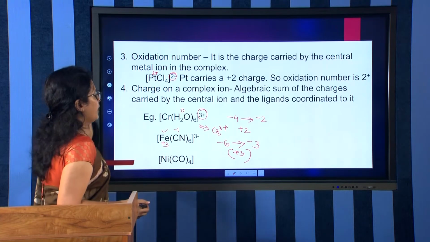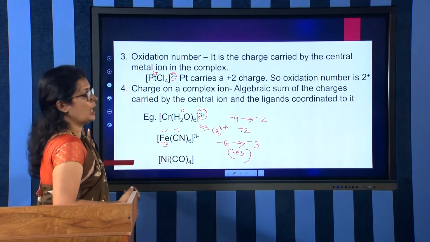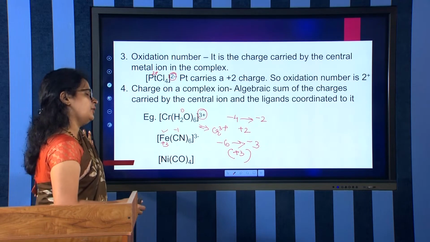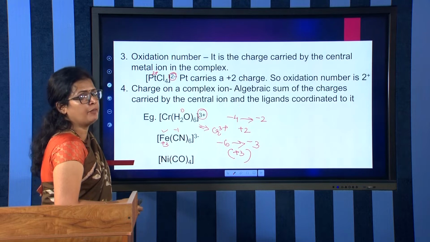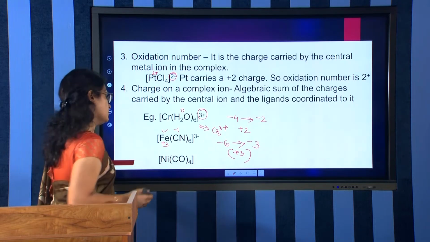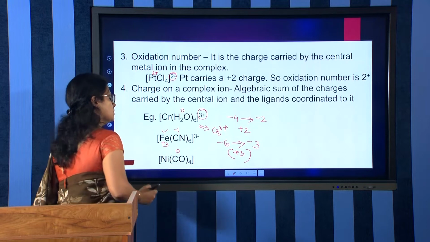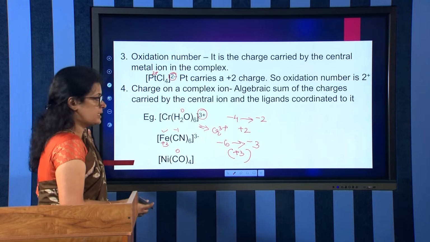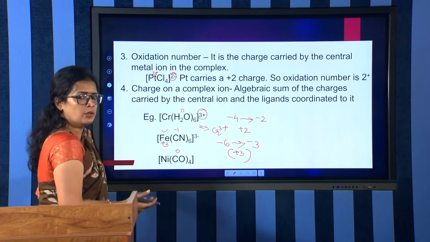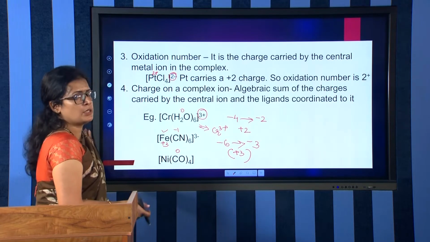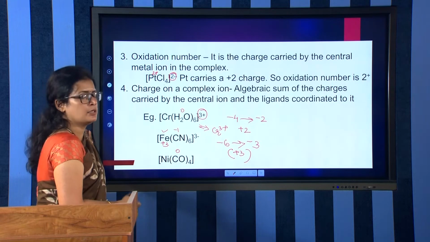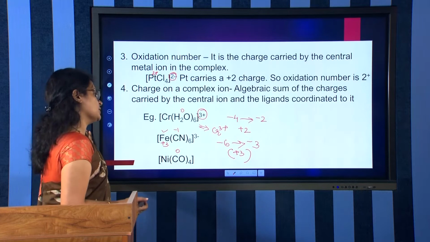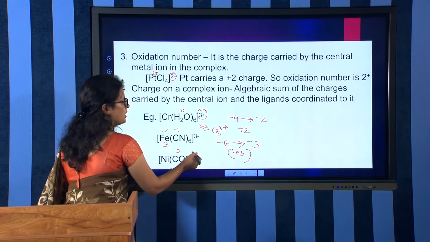Like that you can calculate the charge of this next complex, that is Ni(CO)4. You know, the CO ligand has no charge, it is 0 charge. Nickel is also 0, and you have 4 CO ligands, and in total you have only 0 charge. Whether it is 2 or 3 or 4 CO ligands, it is not having any charge. So, the nickel is in the 0 oxidation state because there is no charge outside.